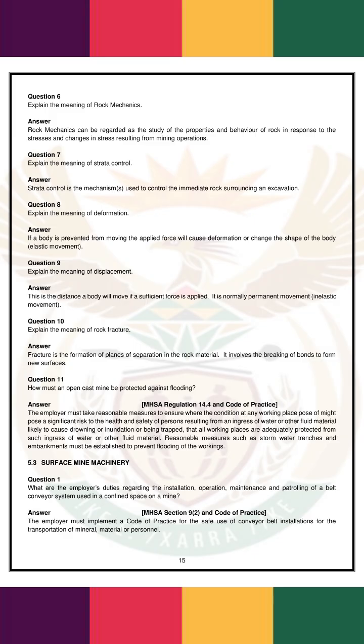Question 11. How must an open-cast mine be protected against flooding? Answer. The employer must take reasonable measures to ensure where the condition at any working place might pose a significant risk to the health and safety of persons resulting from an ingress of water or other fluid material likely to cause drowning or inundation or being trapped, that all working places are adequately protected from such ingress of water or other fluid material. Reasonable measures such as storm water trenches and embankments must be established to prevent flooding of the workings.